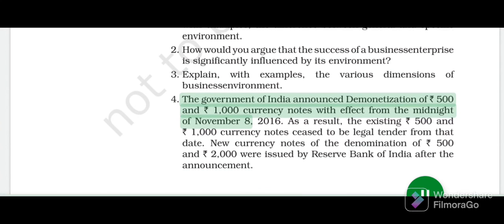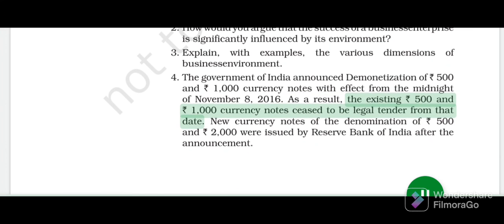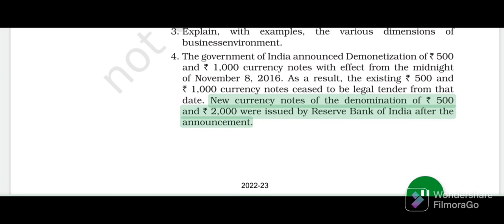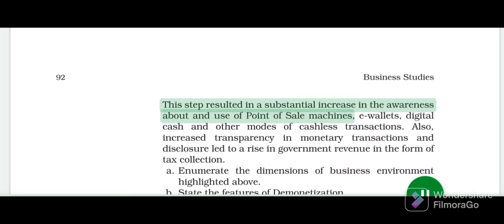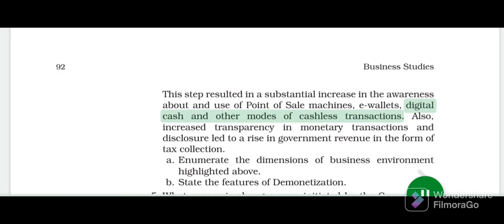4. The Government of India announced demonetization of 500 and 1,000 currency notes with effect from the midnight of November 8, 2016. As a result, the existing 500 and 1,000 currency notes ceased to be legal tender from that date. New currency notes of the denomination of 500 and 2,000 were issued by Reserve Bank of India after the announcement. This step resulted in a substantial increase in the awareness about and use of point-of-sale machines, e-wallets, digital cash and other modes of cashless transactions.